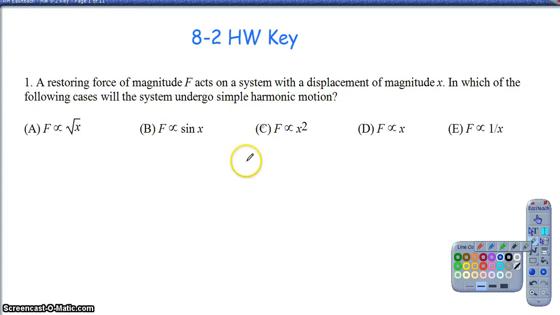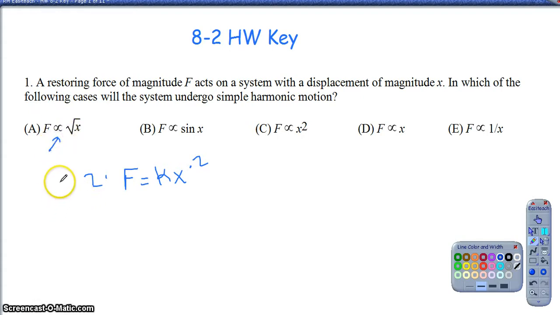And the key concept here is obviously the fact that simple harmonic motion happens, for instance, in a spring situation, when the force is directly proportional to the displacement. In other words, if the displacement were to double, the force would double as well. So that odd-looking symbol right there is representing proportionality.